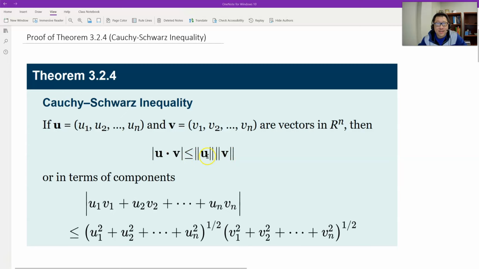Is this the absolute value symbol? In another way, we can see it like this. If we expand, the dot product is defined by the sum of products, right? And then the norm: this is the norm for u, and this is the norm for v, the distance. Let's prove it.